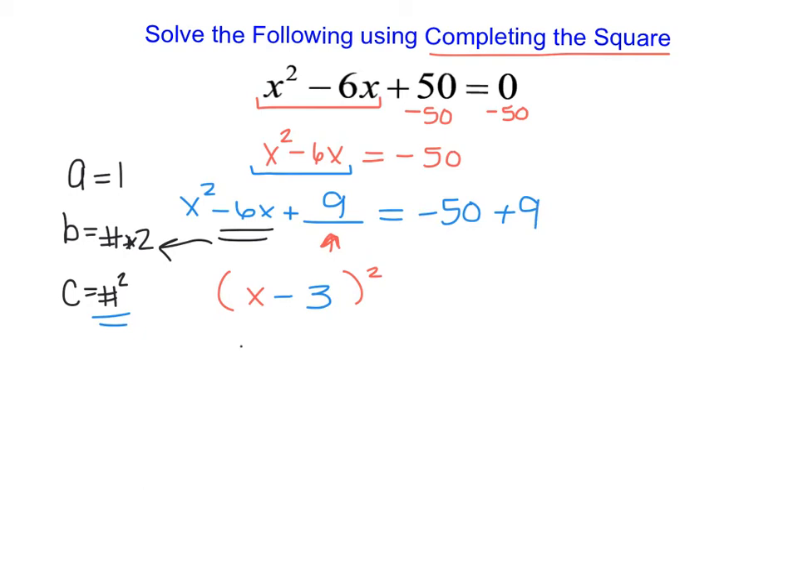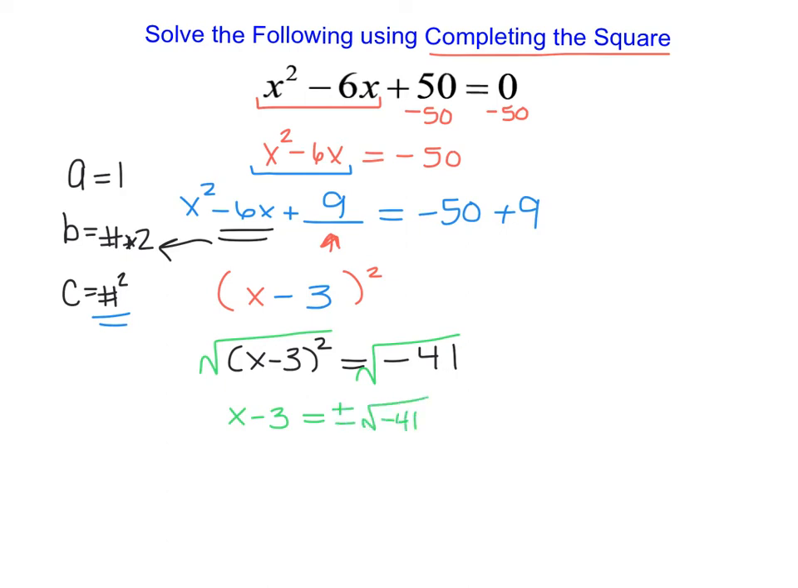So what I really have here is (x − 3)² = −41. So I now at least have something that I can solve. I've completed the square, and now I can utilize the square root strategy to finish solving this. I start by square rooting both sides. My left-hand side becomes x − 3 is equal to, then when I square root that squared, the right-hand side becomes plus or minus the square root of negative 41.